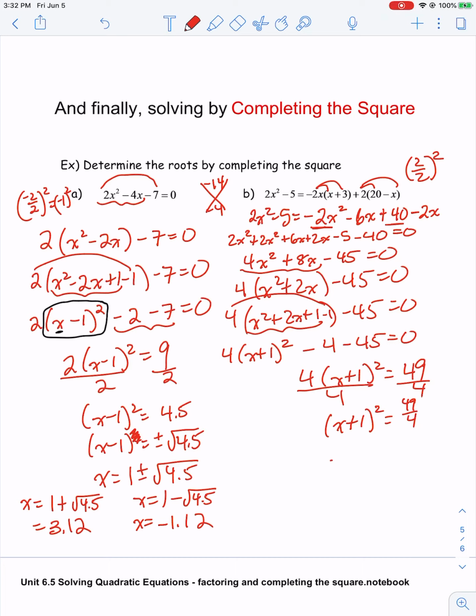And then square rooting both sides. That's square root of 49 over 4, which is actually 7 over 2. Because the square root of 49 is 7, and the square root of 4 is 2. And then that's plus or minus. So x equals negative 1 plus 7 halves, or x equals negative 1 minus 7 halves. When you put that negative 1, that 1 goes over to the other side, it becomes minus. So negative 1 plus 7 halves is 5 halves, and negative 1 minus 7 halves is negative 9 halves.